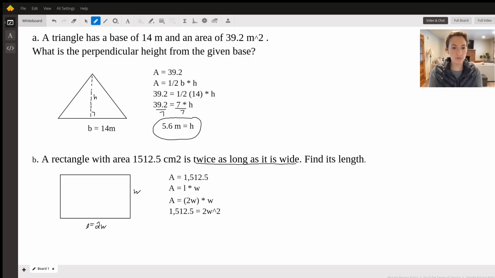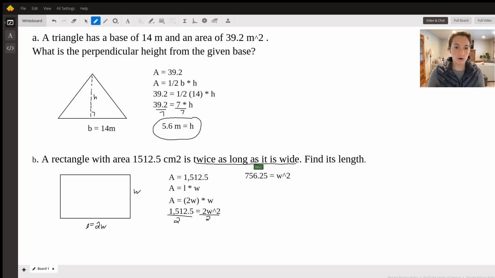Okay. So from there, what we need to do is solve. So your first step here would be to solve for w squared and isolate that piece. So in order to do that, I'm going to have to divide both sides of my equation by 2. From there, I'll write it up here so you can see a little bit better. I grab my calculator and do 1,512.5 divided by 2, and that gives me 756.25, and that is my w squared.